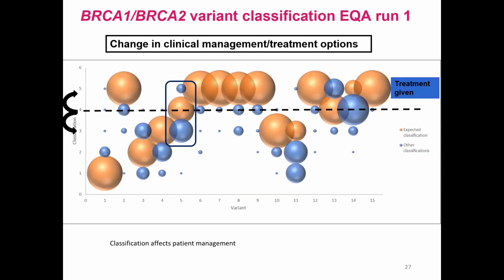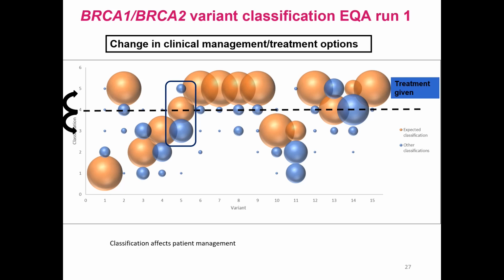And the results showed some variation, but this is the first run. But this variation would change the clinical management and treatment options for these patients if it was a real case. The black dotted line is the cutoff for whether you get PARP treatment or not. Classifications 4 and 5, the treatment would be given. But for classifications 3, 2 and 1, no treatment will be given.